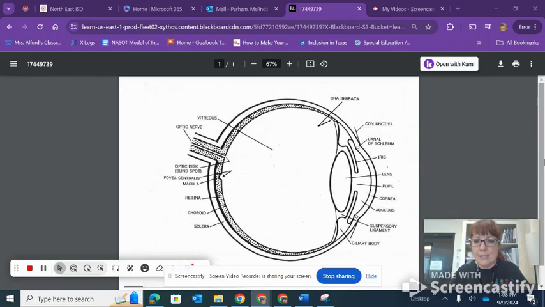The iris is what is colored. So when you're looking at a person's eye or your own eye, the color part is called the iris, and it actually contains the pupil, and it controls the amount of light by enlarging or minimizing the size of the pupil.